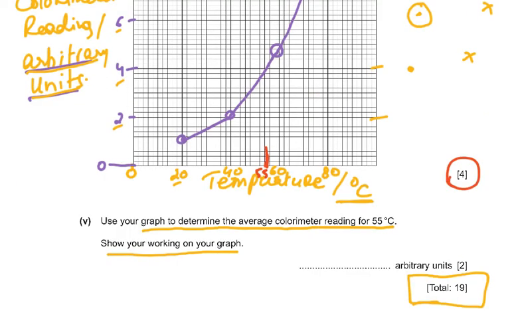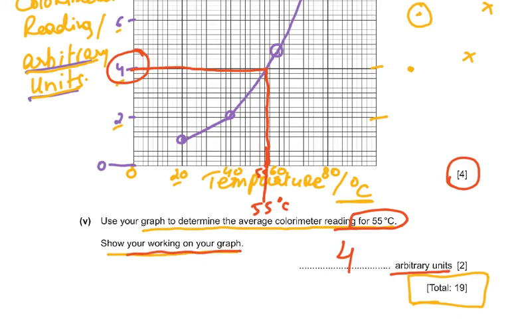Now it says use your graph to determine the average calorimeter reading for 55 degrees. So here is 55. I'm sorry, I can't get it very right. 55 degrees. So you extend the line and you see where it cuts this, and then you read off this. This is the reading that you have to read off. So this would be at least 4 arbitrary units. The units are given here. But the important thing is to show your working on the graph. Drawing this line, the red line, was the important thing, and that is the one which would have got you 1 mark, and then of course reading it off would have got you the second mark.